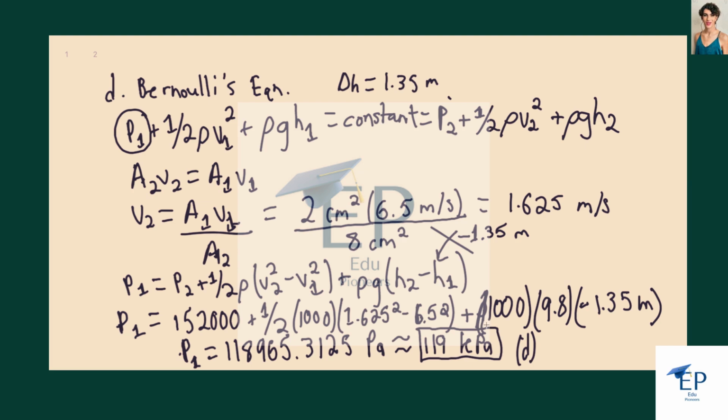So part D was definitely the hardest part of this question, in the sense that we have to recognize that we need to use Bernoulli's equation in order to model the conservation of energy for flowing fluids, and then recognize that the height in the second section of the pipe is actually lower than the height in the first section. So this difference right here is actually going to be negative. And we end up with, again, 119 kilopascals. And that's the end of the solution.